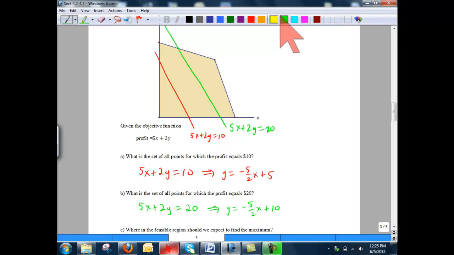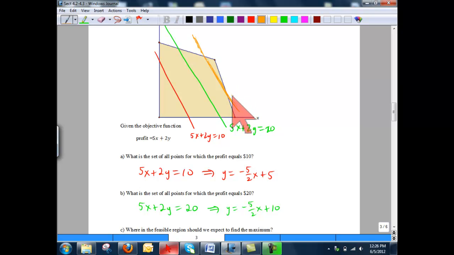So instead of being on the green line, maybe it'd be better to be on an orange line. That may correspond to something like profit equals 25 or 30. So it always seems to be better in this situation to move up and to the right. That may be different in different problems, but for the profit function we're given here, moving up and to the right seems better. And so what you want to do is move up and to the right as far as you can, but remember you have to stay in the feasible region.